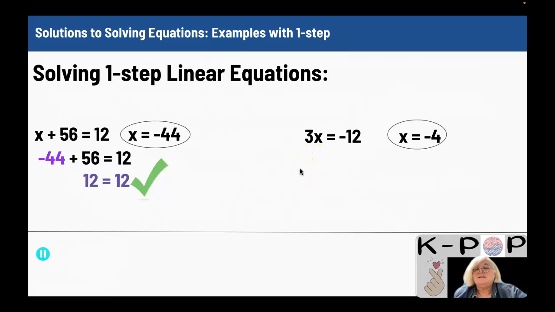In the second lesson, the first example that I did was 3x equals -12. X equals -4. So I plug that in to the x in the original equation, and I have 3 times -4 is -12, and -12 equals -12. Your answer is correct.